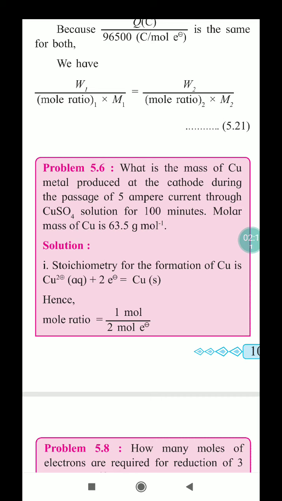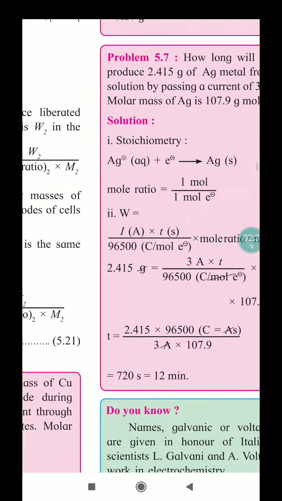Here the stoichiometry for the formation of copper is Cu2+ plus 2 electrons giving you Cu. Now the number of moles of product, copper, is 1 and the number of electrons is 2, and therefore the mole ratio is 1 by 2.